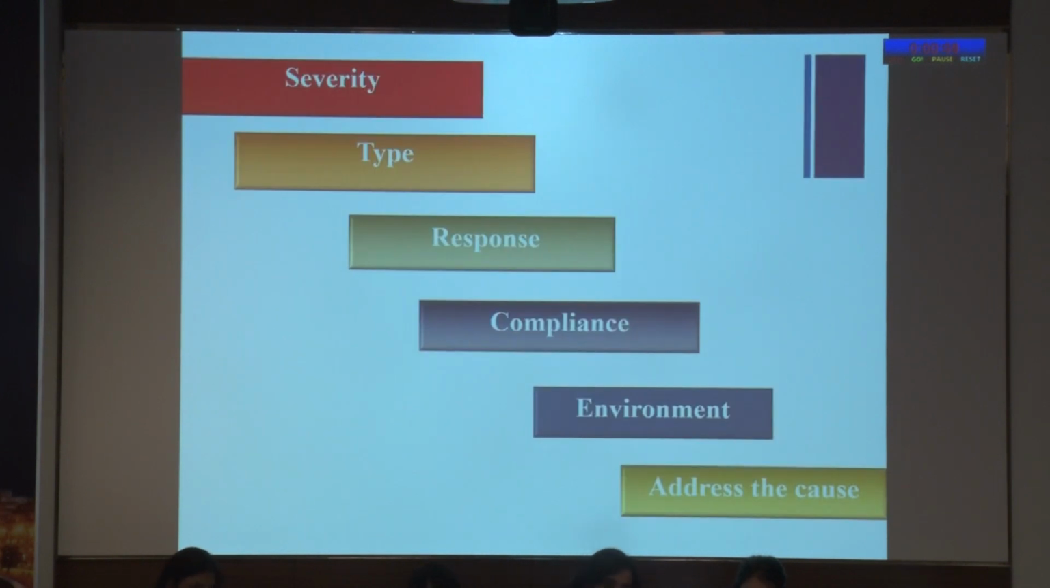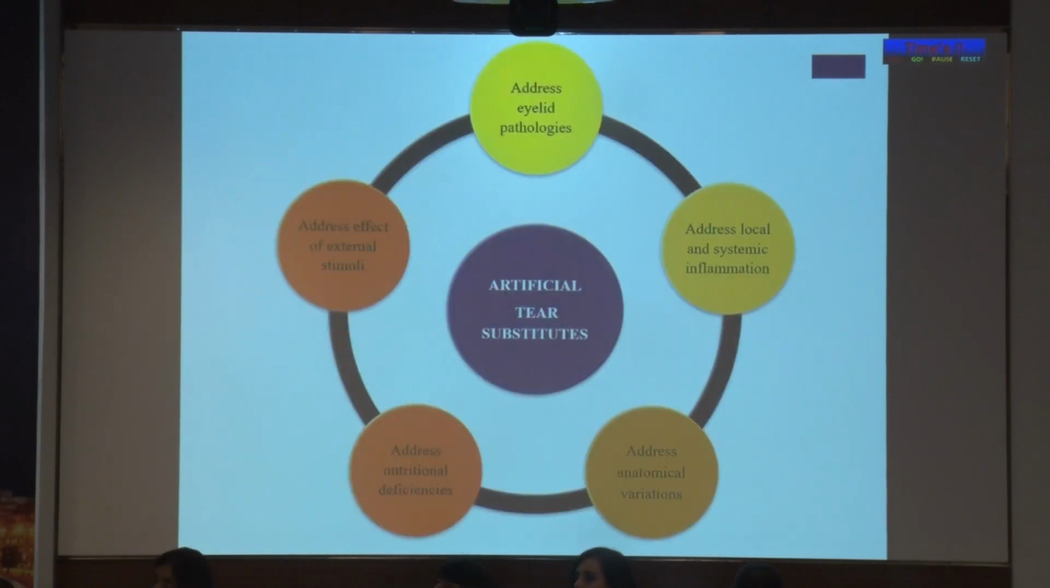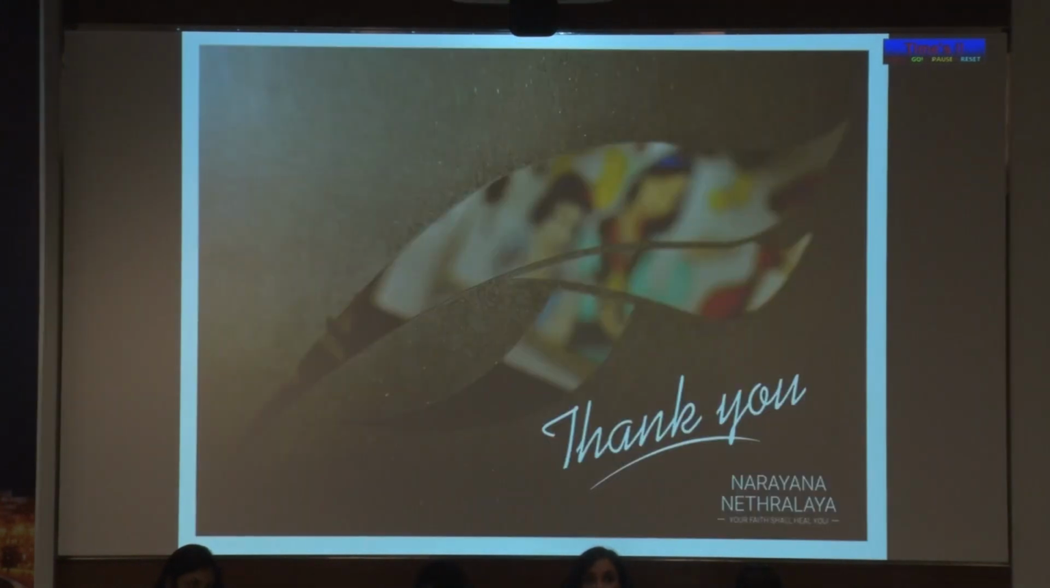If the symptoms persisted, they would add gels, and ancillary options were ointments and liposomal sprays. So to conclude, what I look at while administering lubricants to patients would be the severity of dry eye, the type of dry eye, the response of the patient, compliance of the patient, the effect of the environment, and also mainly address the cause of the dry eye. Among the causes, address eyelid pathologies, local and systemic inflammation, anatomical variations of the eyelids, nutritional deficiencies, and the effect of external stimuli before saying that lubricants do not work. Thank you very much.